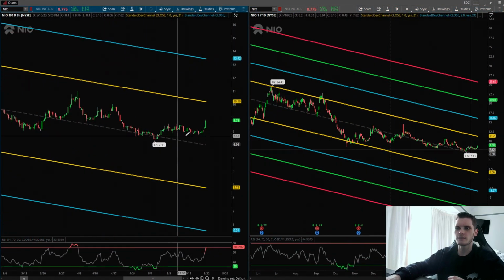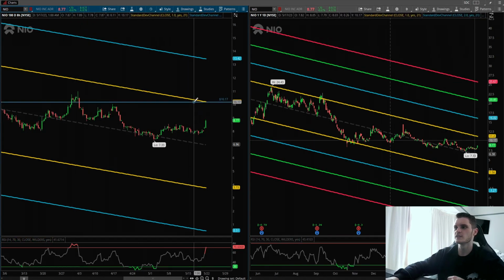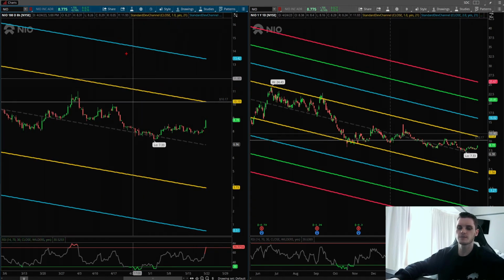So for right now, even though we're moving up quite a big move on the day, I wouldn't be paying attention to this stock until we really hit around $10 to around $10.20. This is our first deviation on the 6 month. Now this is key because this left chart here is a 6 month chart. This right chart here is a 1 year chart. So again, these are key because this is a shorter term trend. This is a longer term trend.